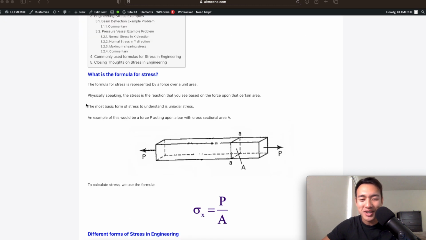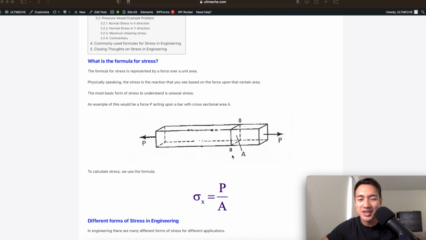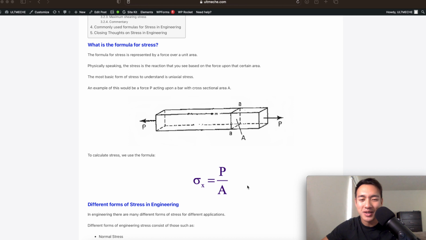For the formula for stress, we're going to see that stress is a force over an area. This is probably the most fundamental formula that you're going to see, and a really simple application of stress is this. We're just pulling a load upon a bar or a beam. We have a cross section A, we're pulling with a load P, and bingo, we have sigma equals P over A. This equation is going to be really fundamental in the industry.